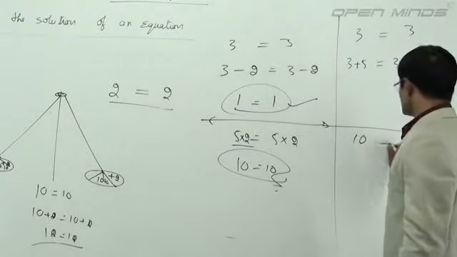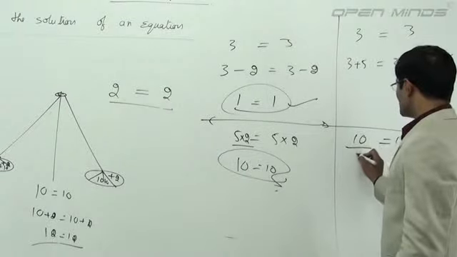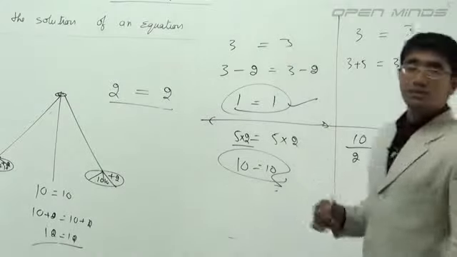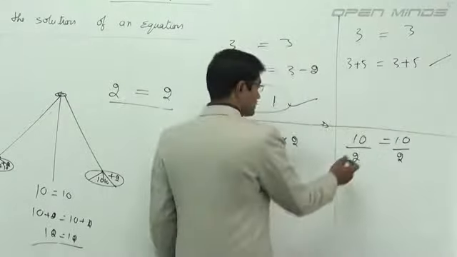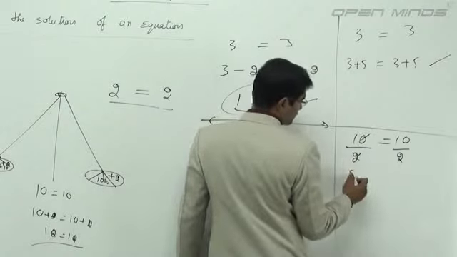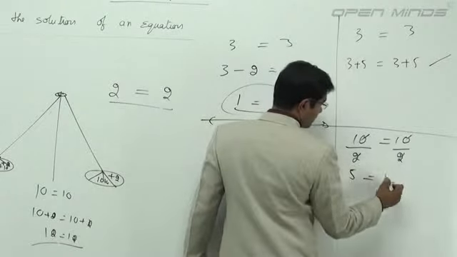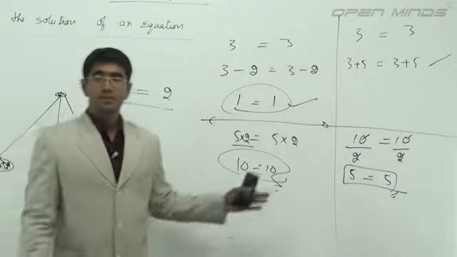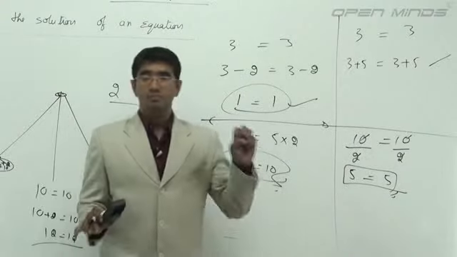Let's say I have 10 is equal to 10. Can I divide this by, let's say, 2, and divide this also with 2? What happens on the left hand side? It is like 10 by 2 is 5, and again I get 5. I can see yes, these guys are equal. They're the same.